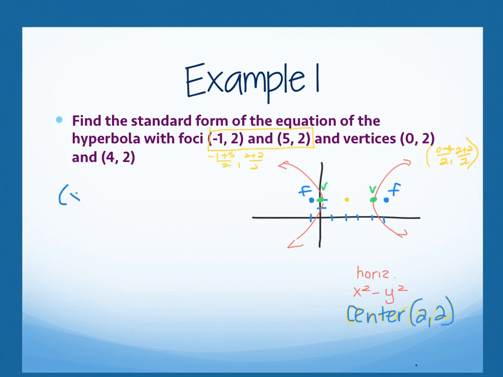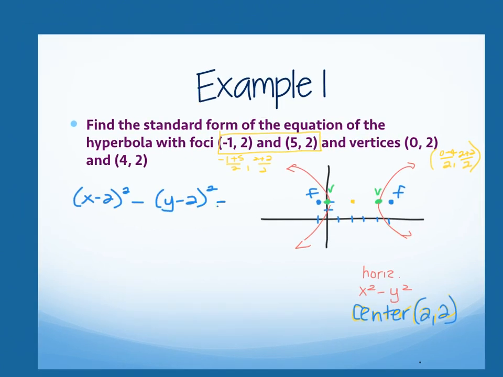Now I got (x minus 2) squared minus (y minus 2) squared. I already have the top built. What does this equal? 1. I already have half my formula. Yep. How'd you get the midpoint thing?